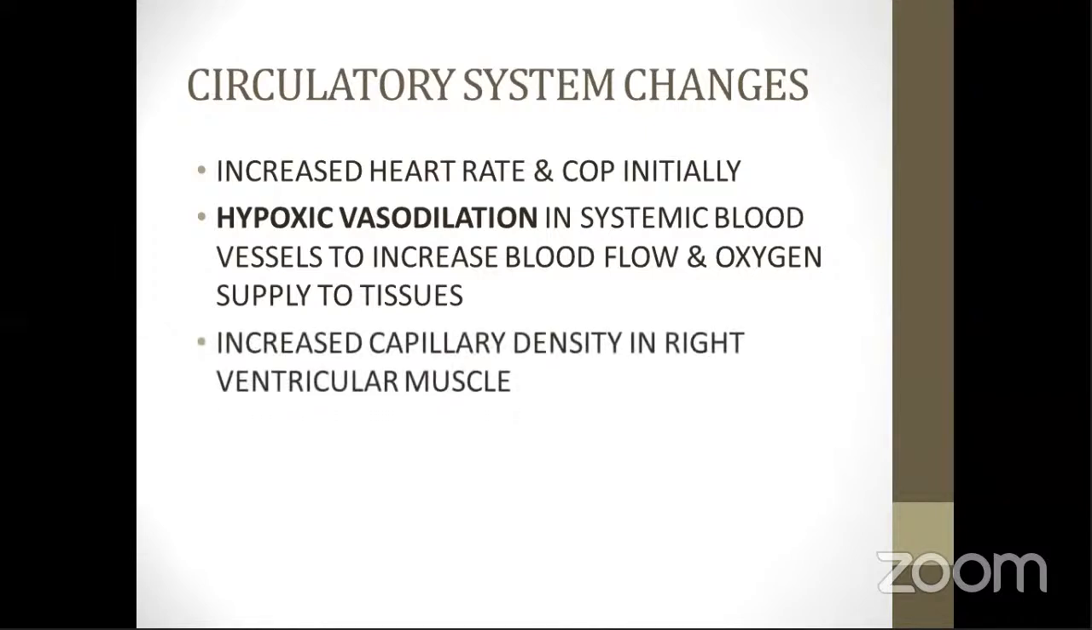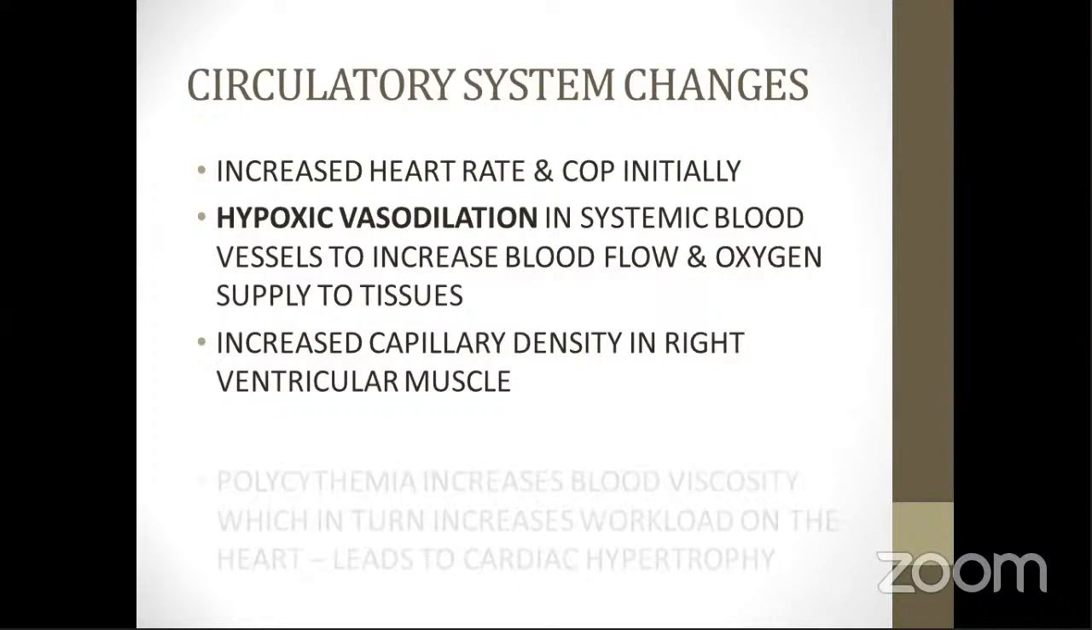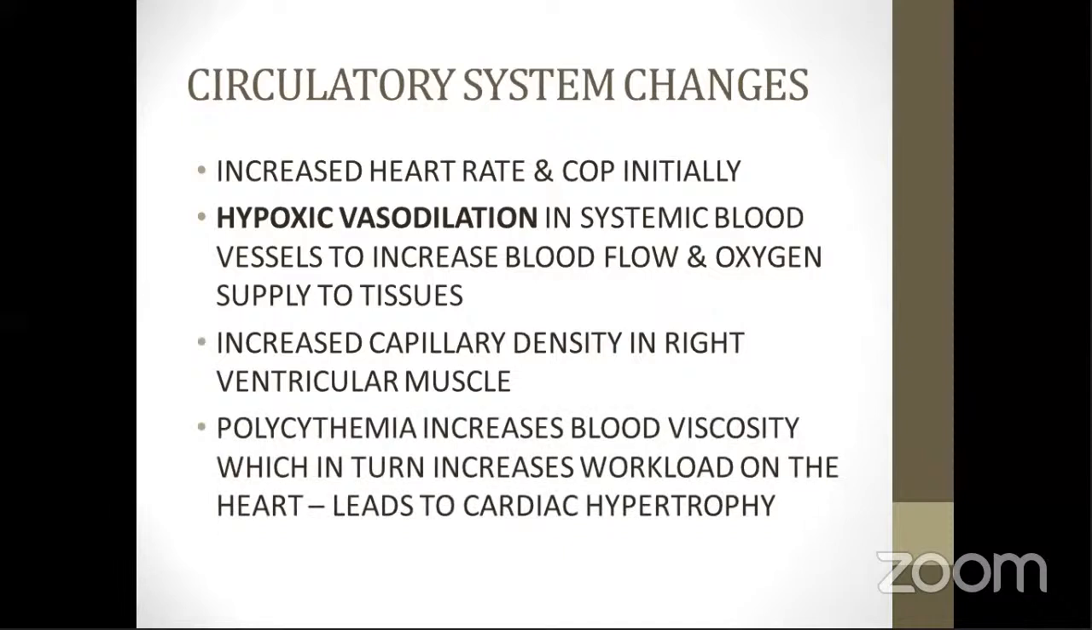Okay. Another change is increased capillary density in the right ventricular muscle. And another change is polycythemia. We have seen that there is increased RBC count, and that is called polycythemia. And what will happen when there is polycythemia? That will cause increased blood viscosity, which in turn will increase the workload on the heart. And that will lead to cardiac hypertrophy. When there is increased workload, cardiac muscle mass will be increased. That is called cardiac hypertrophy, mainly of the ventricles. Ventricular hypertrophy will occur as a response to polycythemia. Okay, so these are the circulatory system changes.